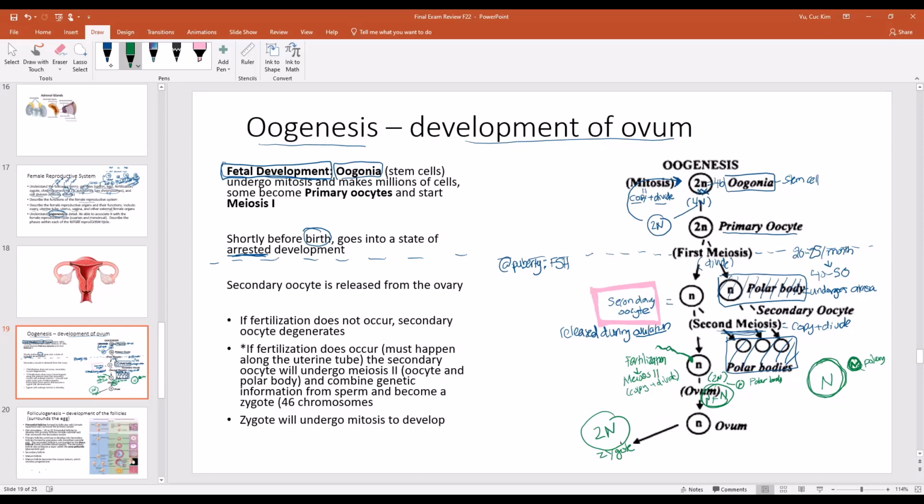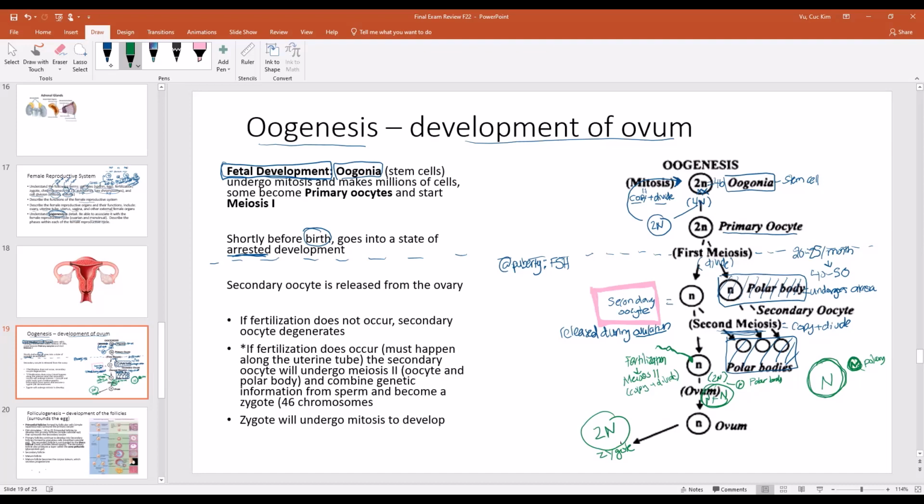So each month, a female only releases how many? One. That's right. Each month, a female only releases one. Even though 20 to 25 go through this process, only one is ever released in ovulation. If fertilization doesn't happen, then it stays where it is. It stays as a secondary oocyte, never finishes meiosis, and is expelled through menstruation.